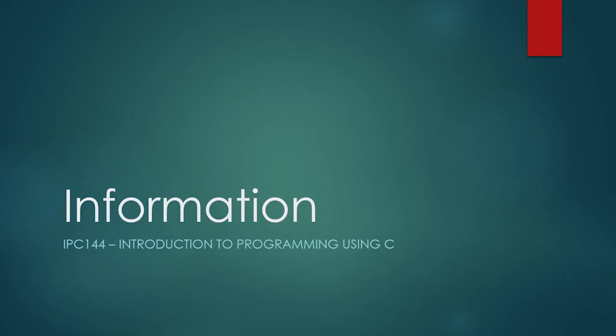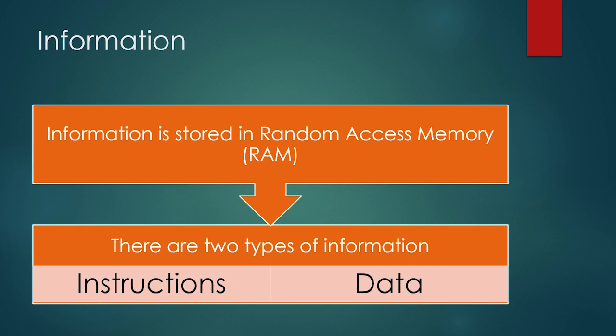This presentation is going to discuss how information is stored inside the computer. Information is stored in random access memory, or sometimes just called memory, and there are two different types of information we store, the instructions and the data. The instructions are programs that tell the computer what to do. The data is the information that the programs operate on. They manipulate the data, they calculate new values, they work with the data, but the programs that you write are the instructions.